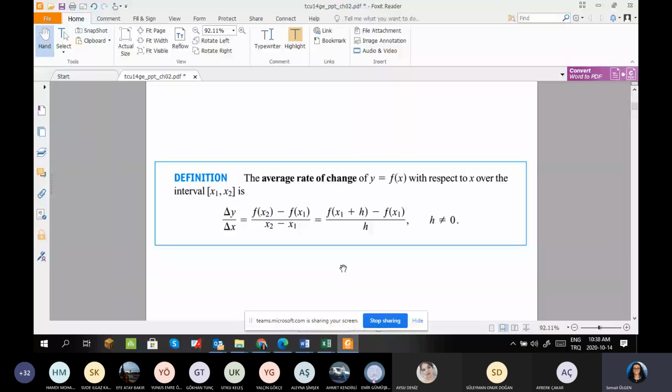So from now on, the average rate of change of y equals f of x with respect to x over the interval x1, x2 is delta y over delta x, which in this case, again, is f of x2 minus f of x1 over x2 minus x1.